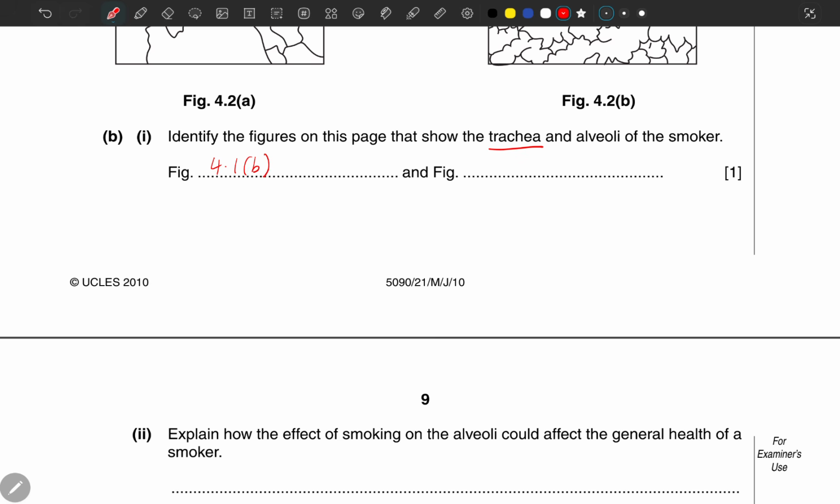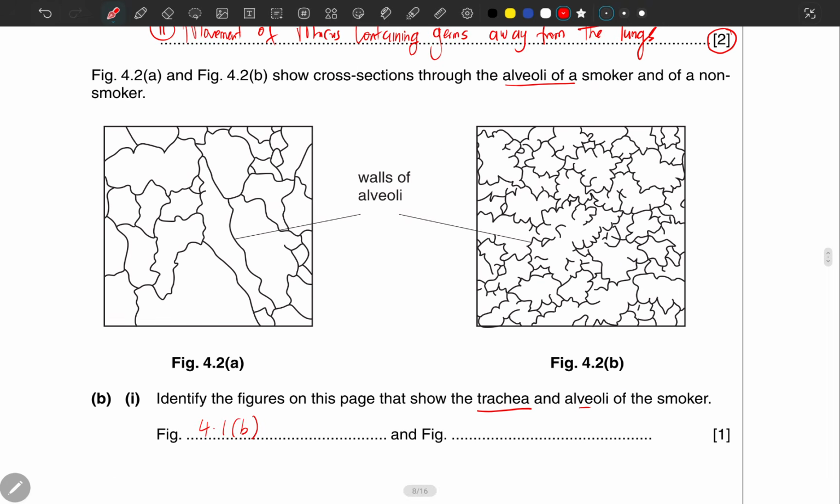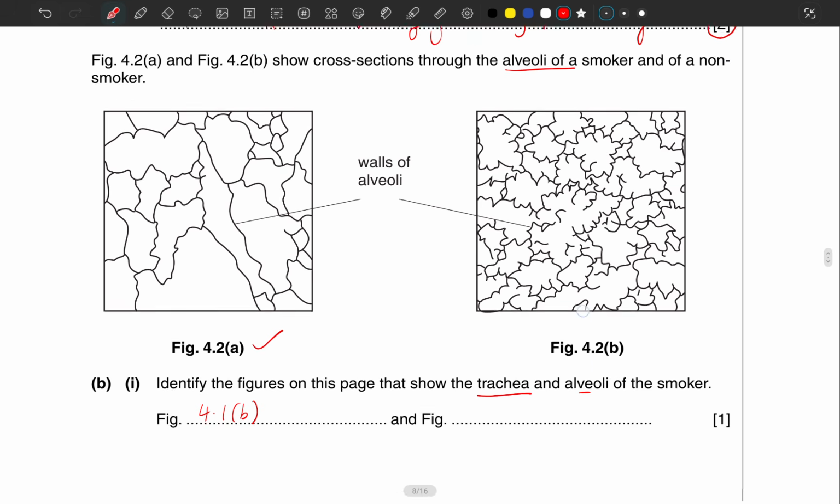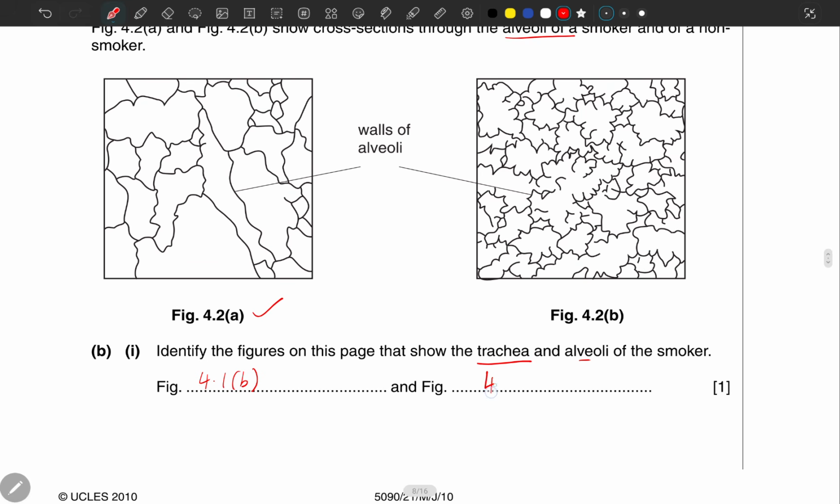Then what about the alveoli side? Let's come to these figures here, the alveoli. Which one is coming from a smoker? This one. Look at the walls. They are quite spaced, like very spaced, meaning the alveoli have been destroyed. Like the walls of them, most of them, they have been destroyed by the substances that are found in the cigarettes, for example. So it is actually 4.2a.